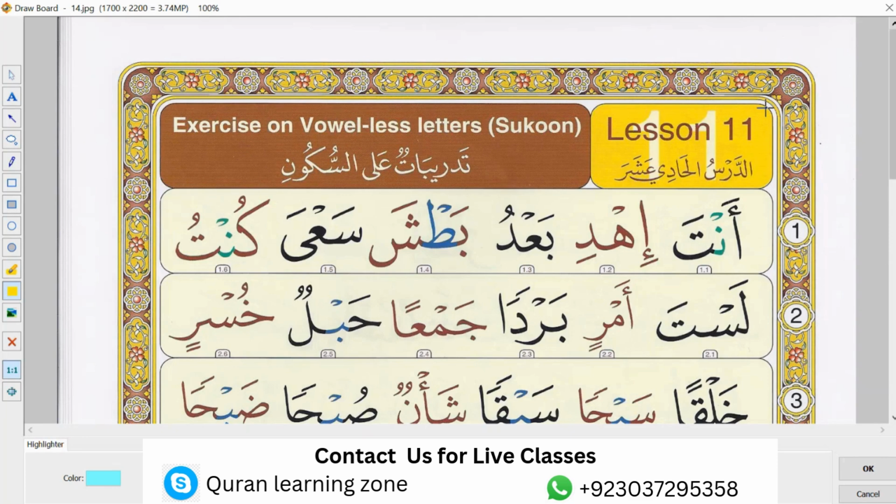So today we will start from the 11th lesson of Noorani Qaida. In this lesson we will practice the previous lesson, like lesson number 10, and you will read the sukoon sign, this sign you can see on top of your screen. Here is the sukoon sign. Its meaning is to join the previous letter with the next letter. Okay, and in this lesson we will practice about this sign. Now we will start from here.